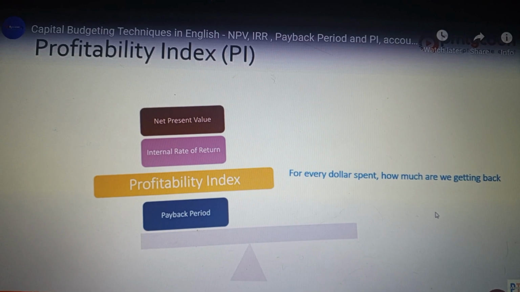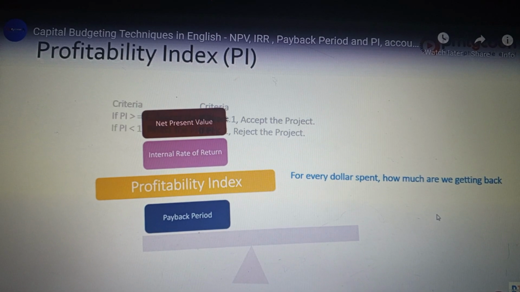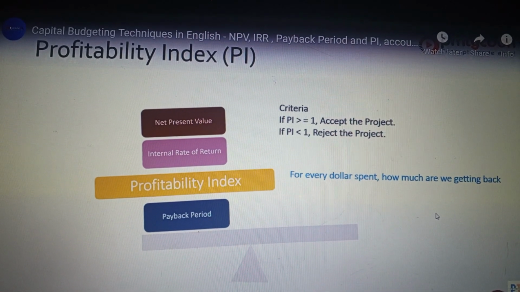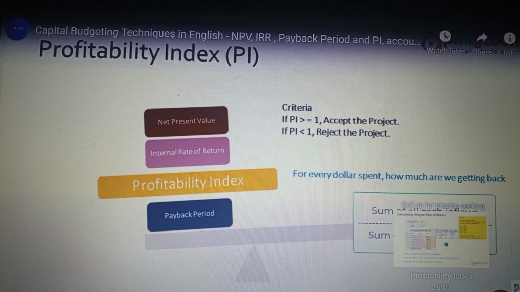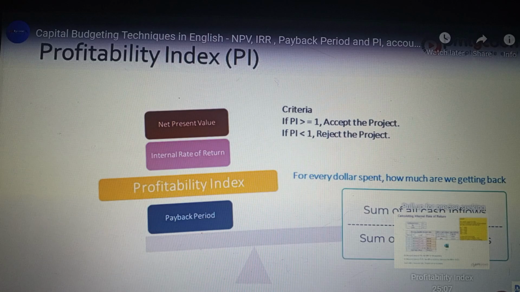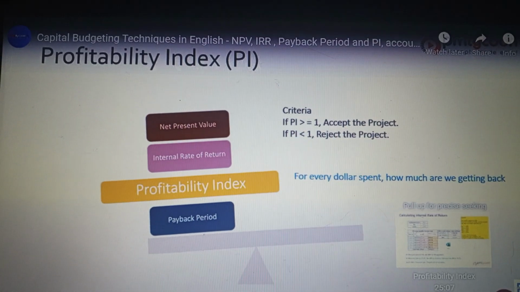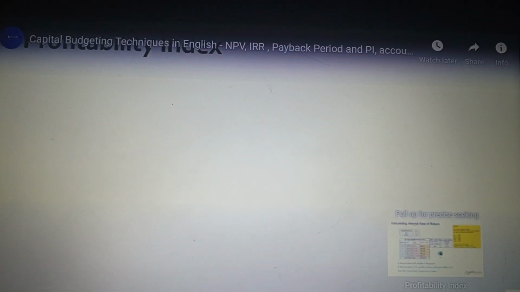It is knowing for every dollar we spend, how much are we getting back. It is easy to calculate. We just need to divide the cash inflows by cash outflows, and it gives us the profitability index number. Let's do the calculation here.